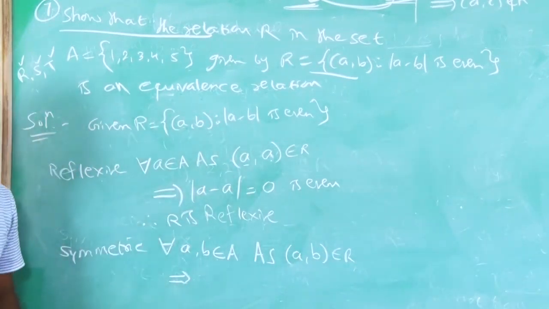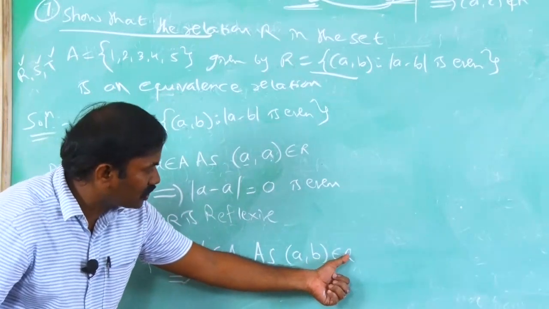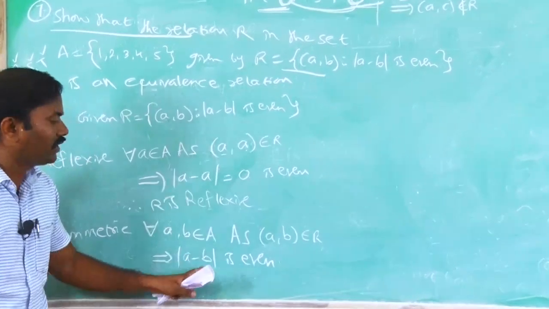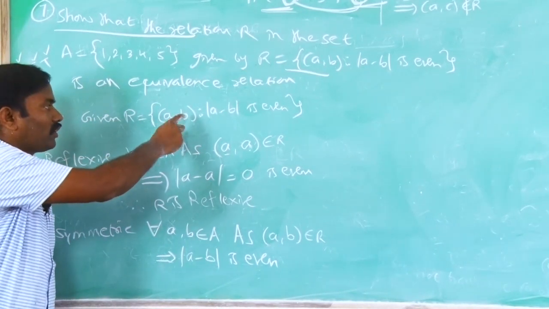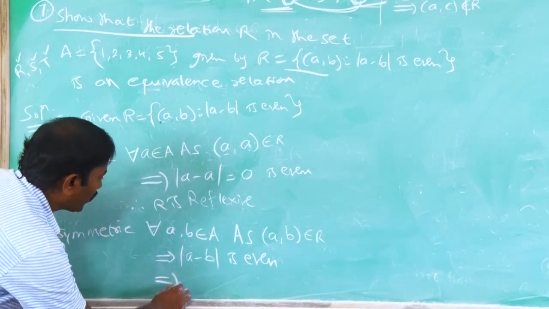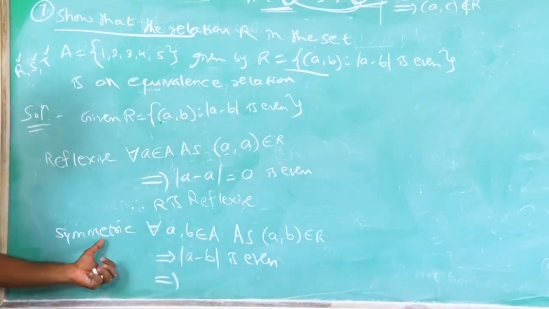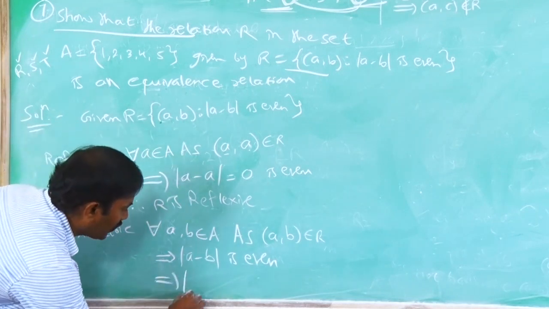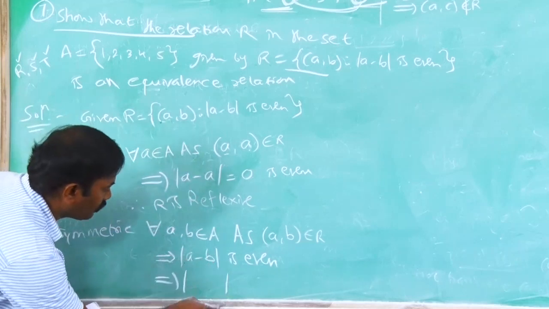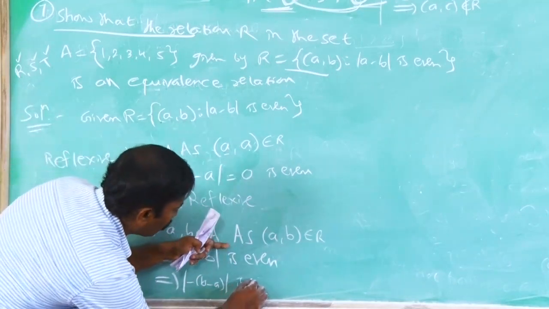This implies that it is already given that the ordered pair A comma B belongs to R, which means the modulus of A minus B is even. Next, in the symmetric relation, if A comma B belongs to R, then we find whether its inverse also belongs to R. Then only is it symmetric, otherwise it is not symmetric. Now take the modulus of A minus B, and take the minus sign common. In A minus B, taking minus common, the bracket is B minus A. The modulus of minus of B minus A is an even number.